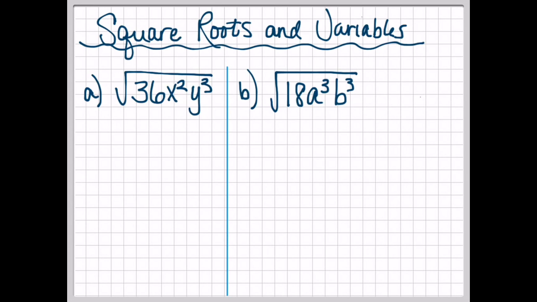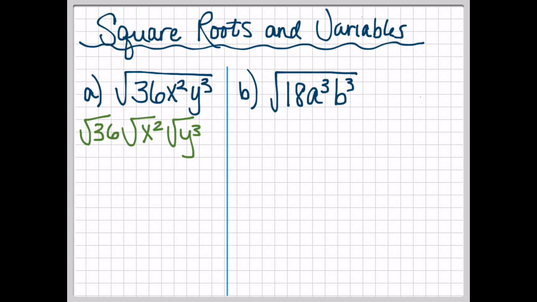So lastly, we need to talk about square roots and variables. It's nice when we just have plain old numbers, but when we're talking about variables, sometimes we need to take square roots of those also. So the way I like to do it is I like to break it up. So the square root of 36, square root of x squared, square root of y cubed.